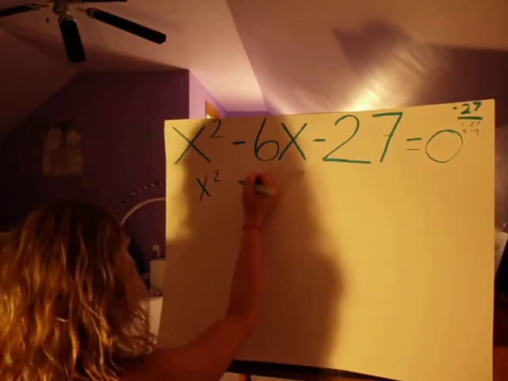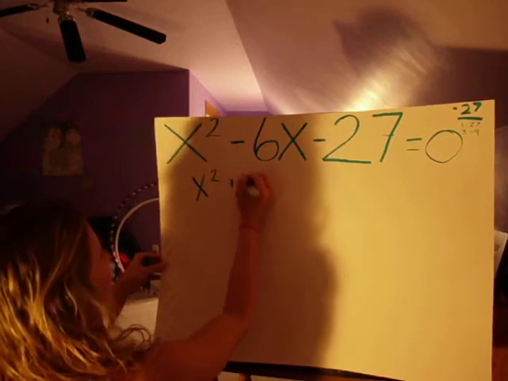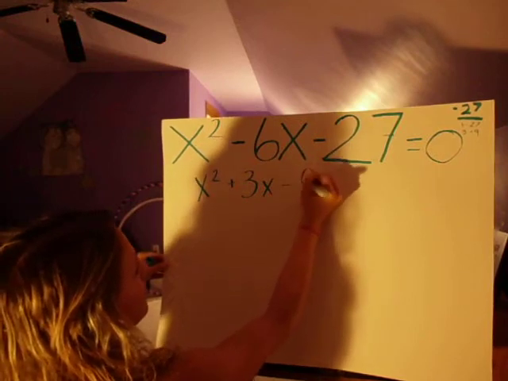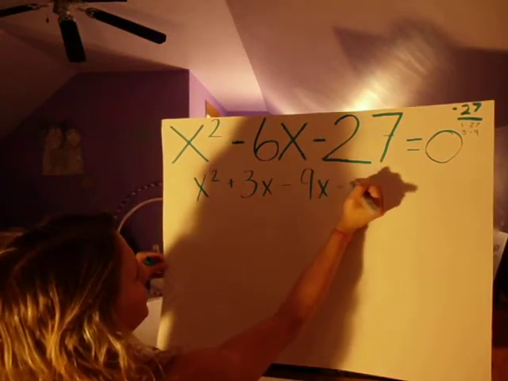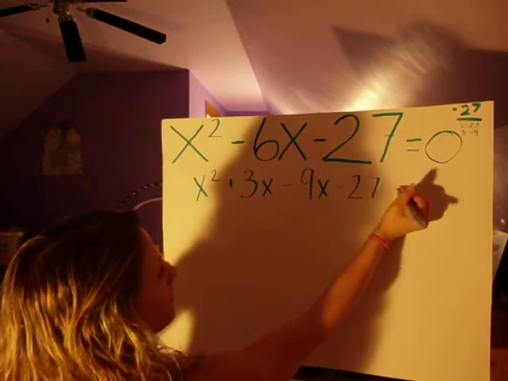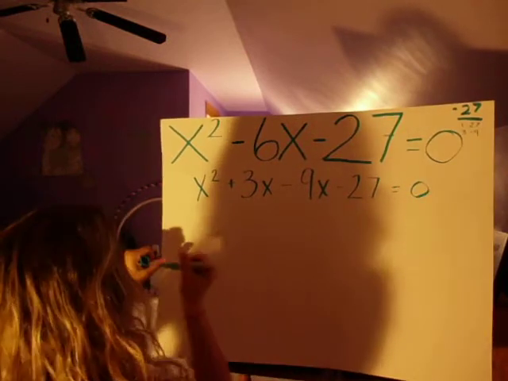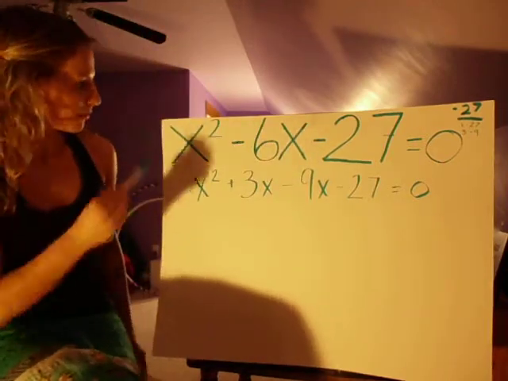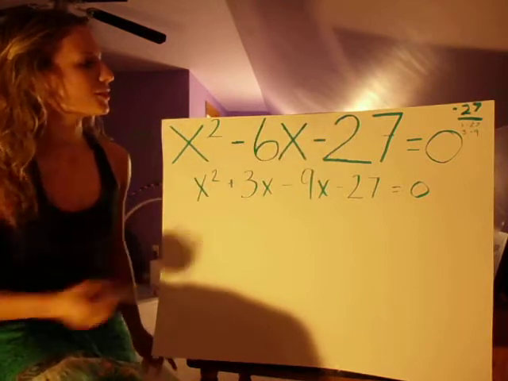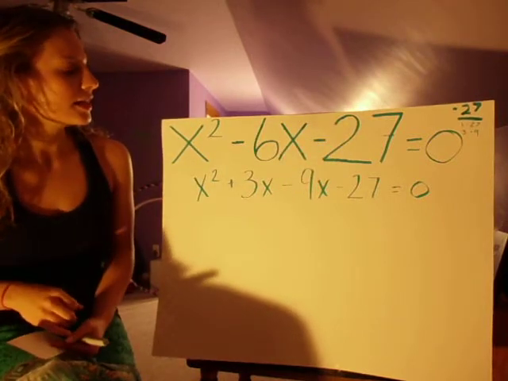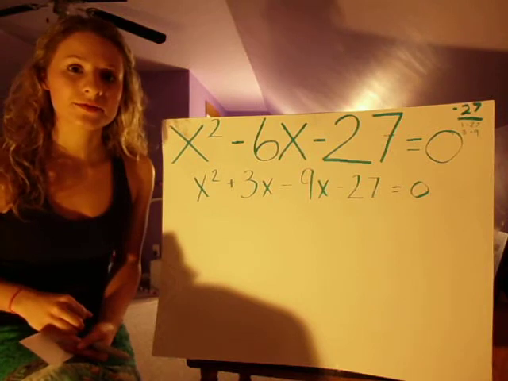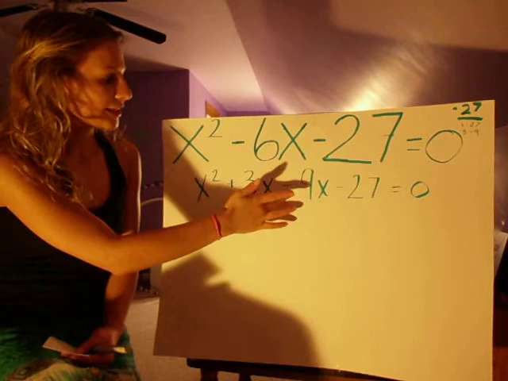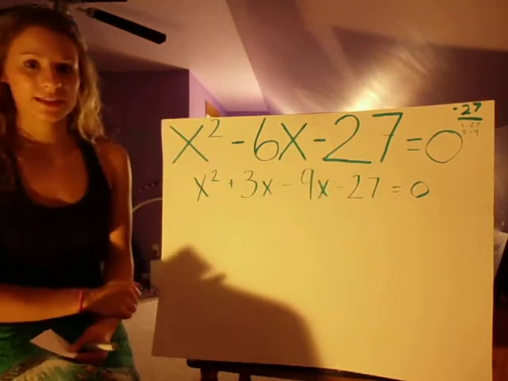x squared plus 3x subtract 9x minus 27 equals 0. Okay? So a little recap here. You multiply these two numbers, 1 and negative 27, and you find what multiplies to be negative 27 and subtracts to be 6. So 3x minus 9x equals negative 6.